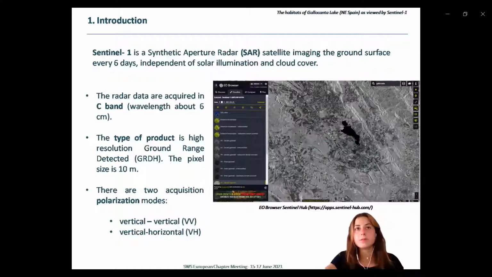Sentinel-1 is a synthetic aperture radar satellite. It images the ground surface every 6 days, independent of solar illumination and cloud cover. The radar data are acquired in C-band. The product used is high resolution, ground range detected. The pixel size is 10 meters. There are 2 acquisition polarization modes, vertical and vertical-horizontal.